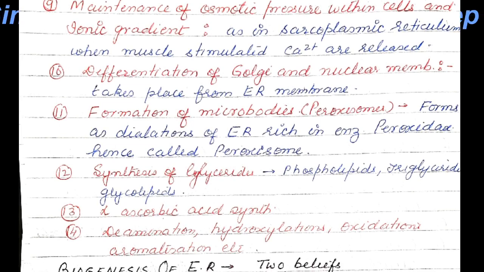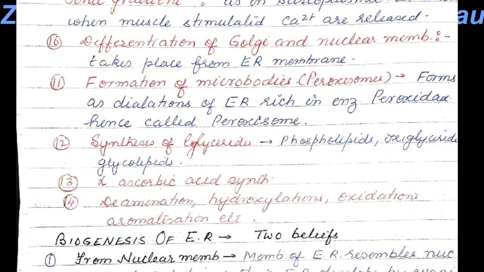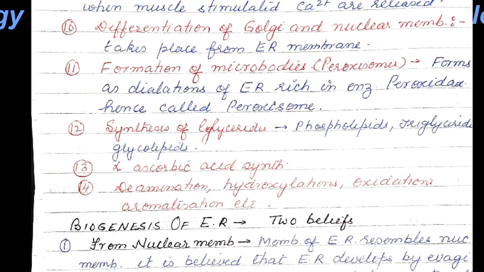Then the endoplasmic reticulum is involved in synthesis of glycerides such as phospholipids, triglycerides and glycolipids, along with alpha ascorbic acid, also synthesized in endoplasmic reticulums. Other chemical reactions which take place in endoplasmic reticulums are deamination, hydroxylations, oxidations and aromatizations.